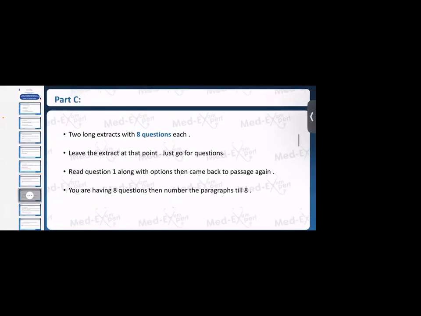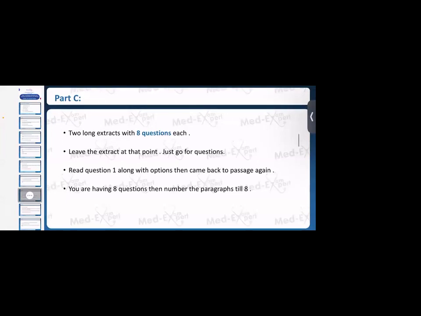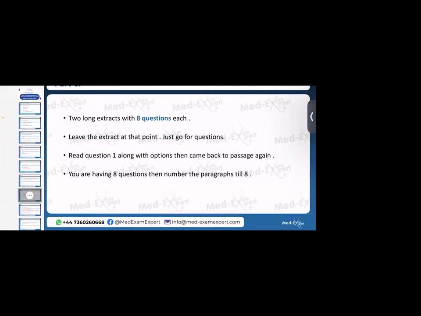Now come to part C, and you all must be knowing that part C is the most difficult one, because it is the long extract and then you have to solve 8 questions. So there are 2 long extracts with 8 questions each. Leave the extract at that point. Just go for questions, okay? Don't ever try to read that lengthy passage at the start.